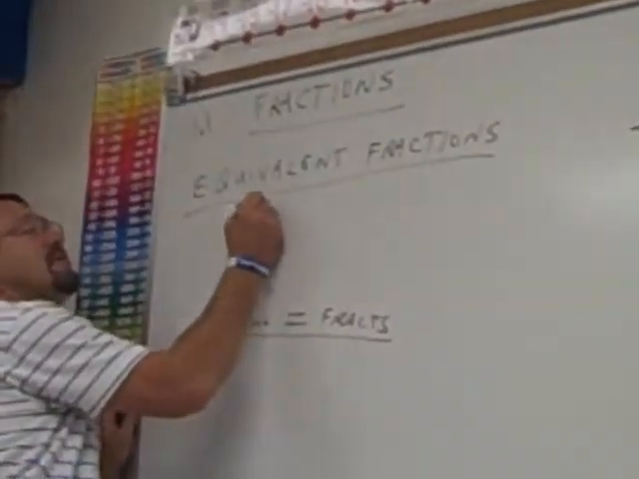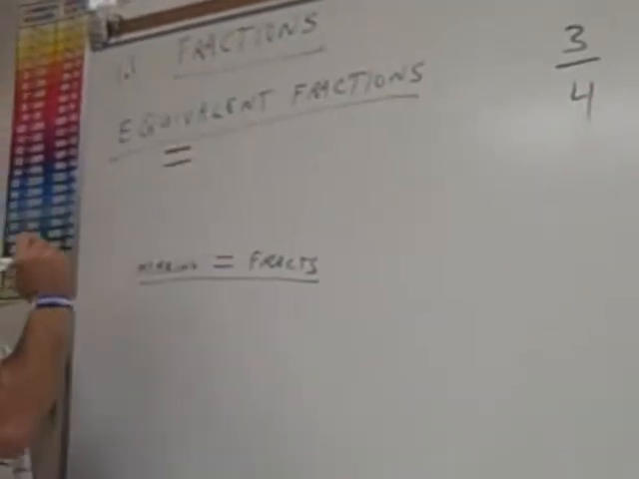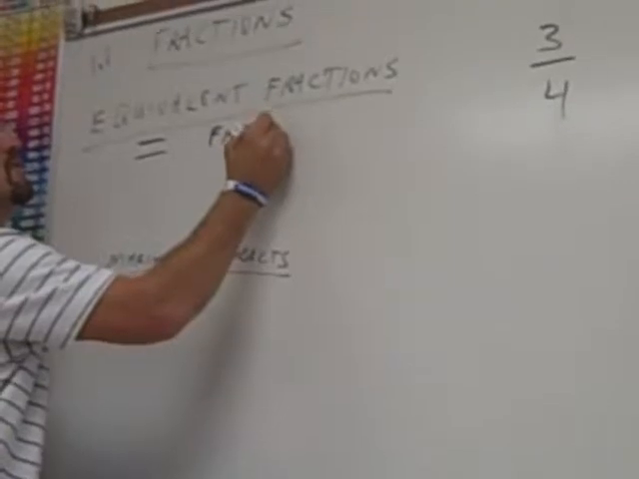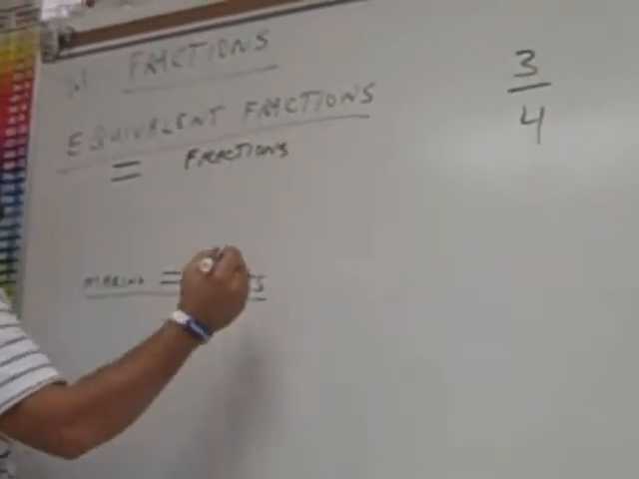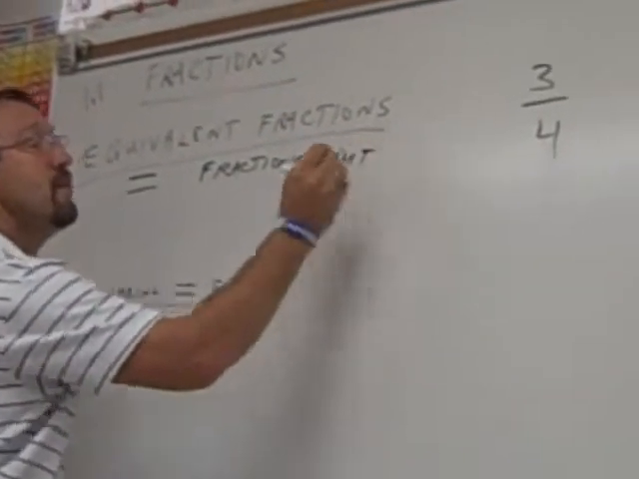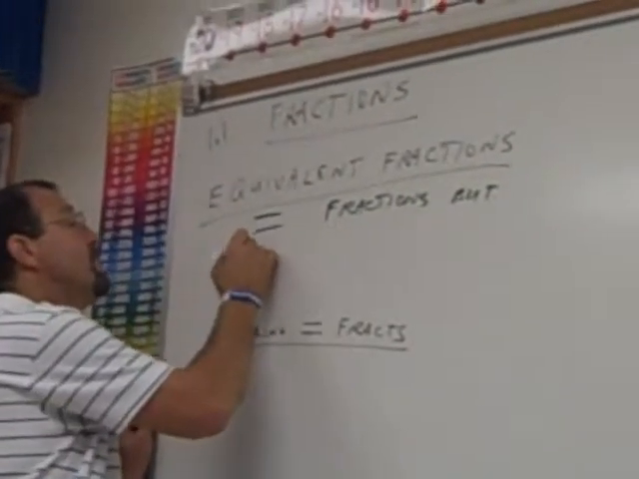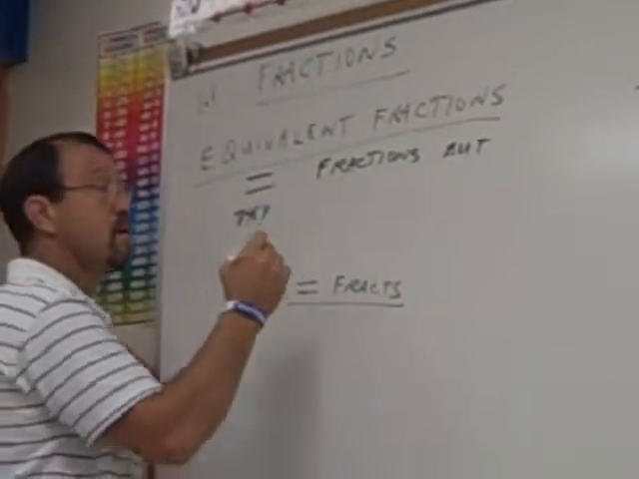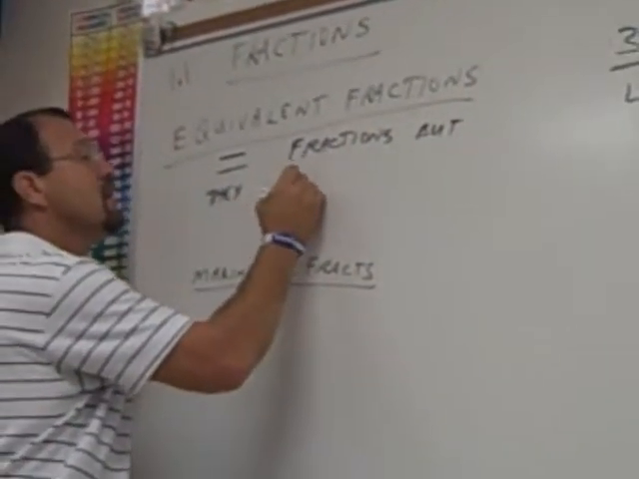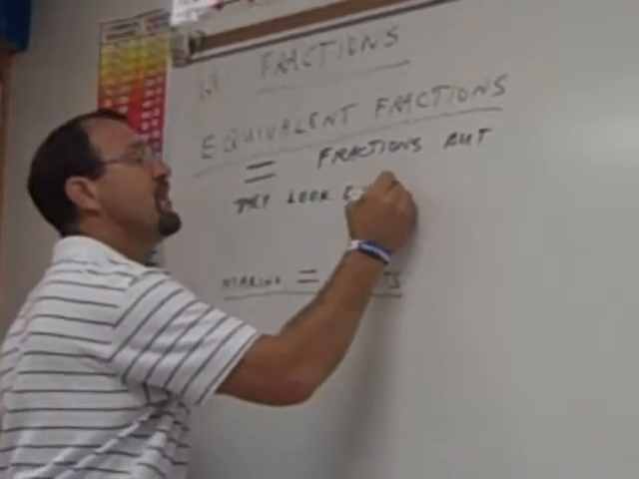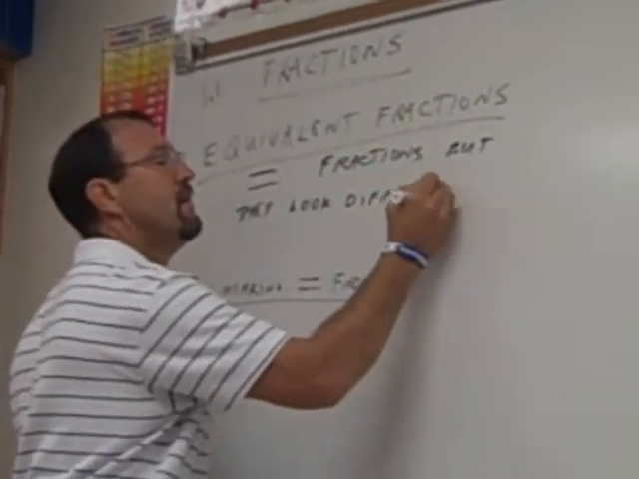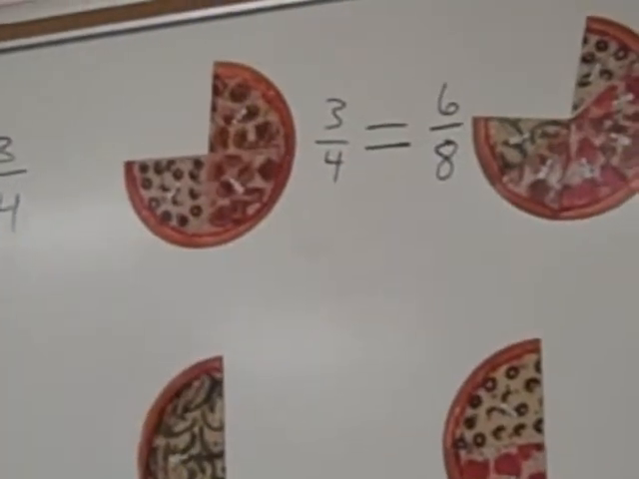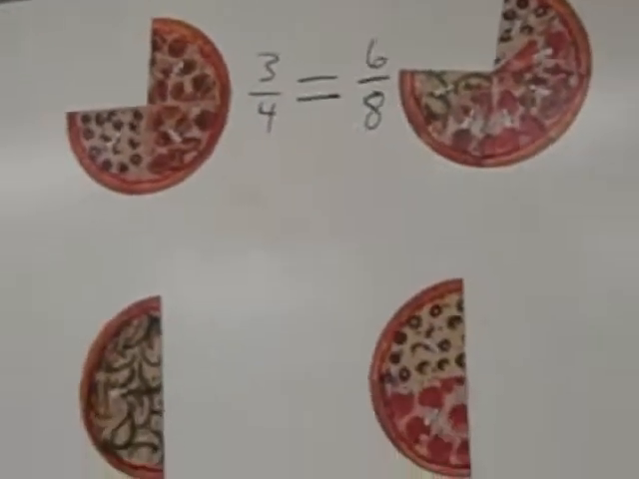Equivalent means equal. So we have equal fractions. And then what else did I write? They are different, but they look different because they have different numbers. But yet y'all know they're equal, right? Even though they look different.